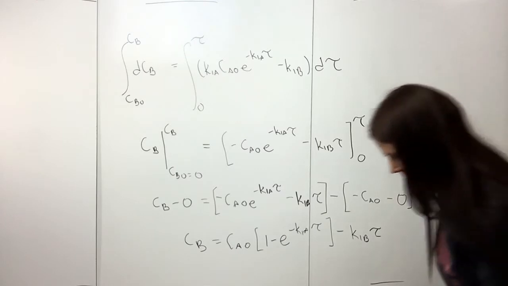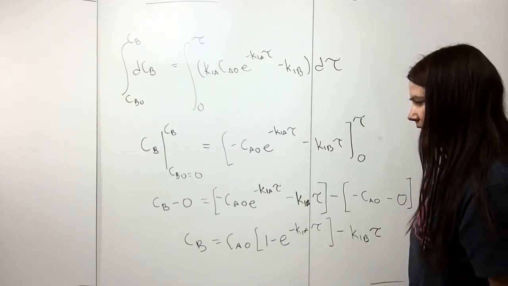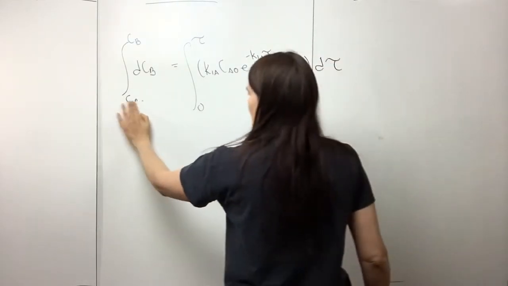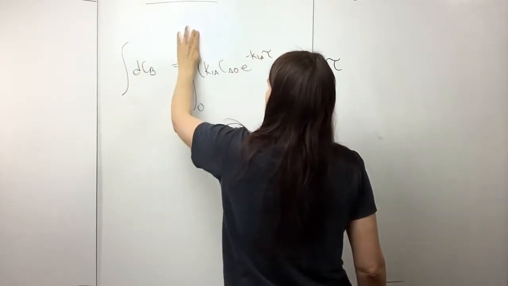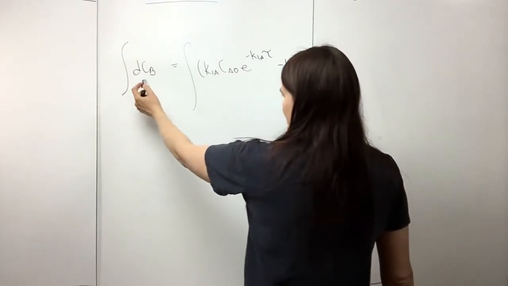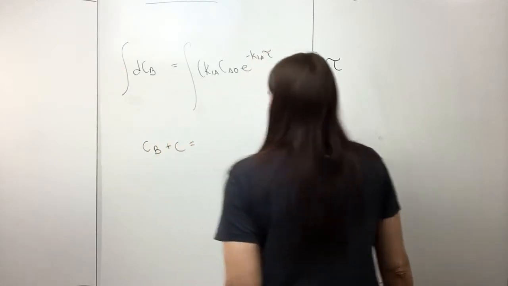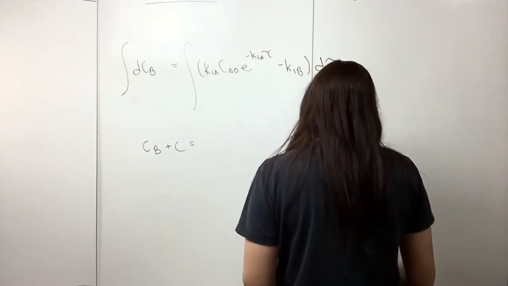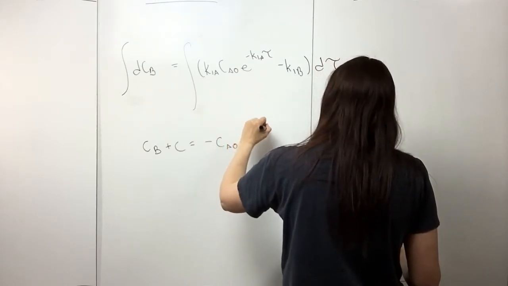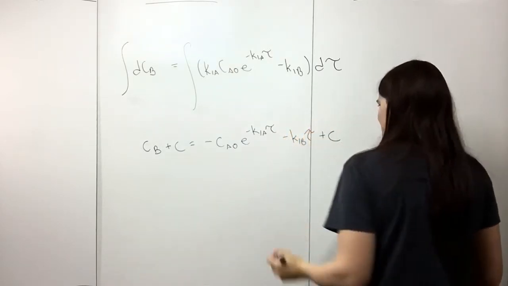The other way you can do this problem, and I'll just go through this real quick too, just so there's not confusion, because I think there was just a lot of confusion with this. So I'm going to erase this real quick. So the other thing you can do is just take these off, and then you're solving this as an indefinite integral. So then you would need to add in a constant. So if you do this, you get CB plus C is equal to, and then this one is the same thing, so minus CA naught e to the minus K1A tau minus K1B tau plus C.